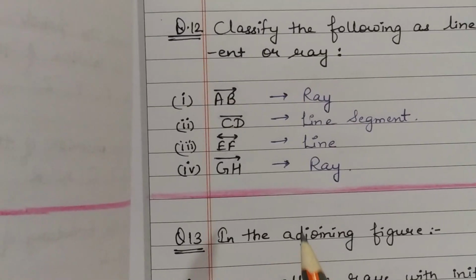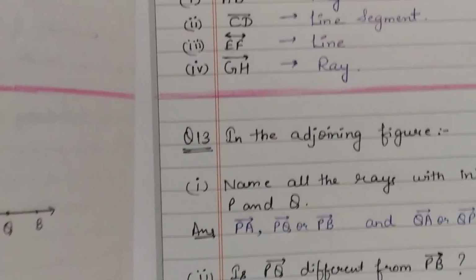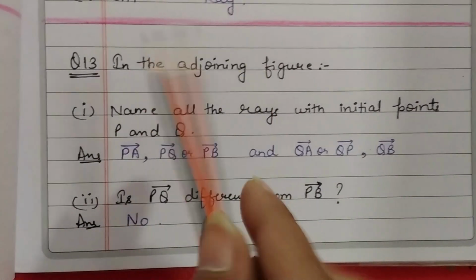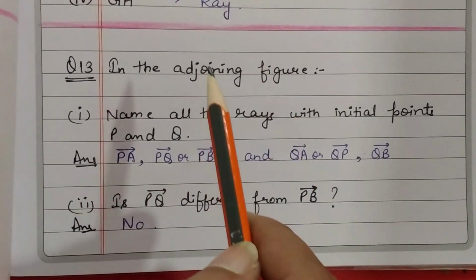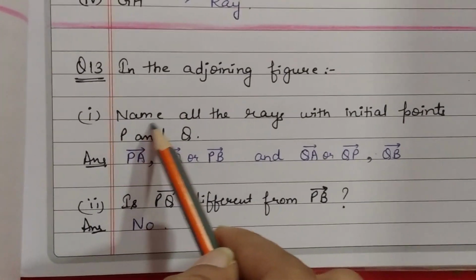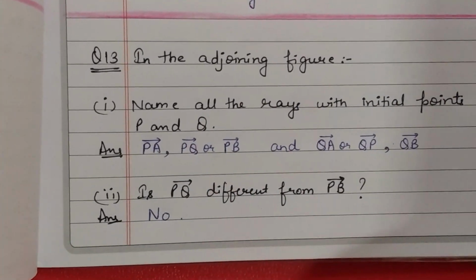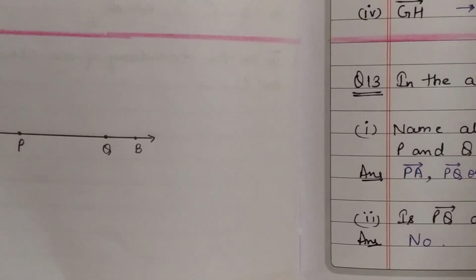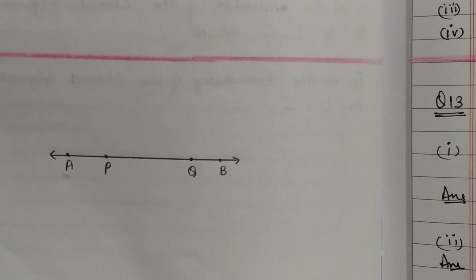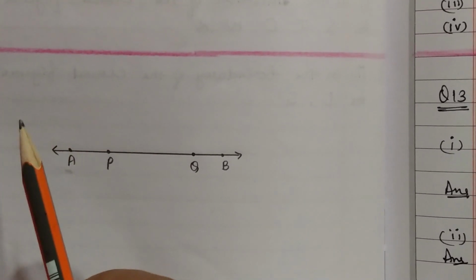So that is how to do question number 12. Now the last question, question number 13. They are saying, in the adjoining figure, which has already been given in the question, we need to name all the rays with initial points P and Q. Let us see the figure first, children. The figure is this, and in it we need to tell all the rays with the initial points P and Q.